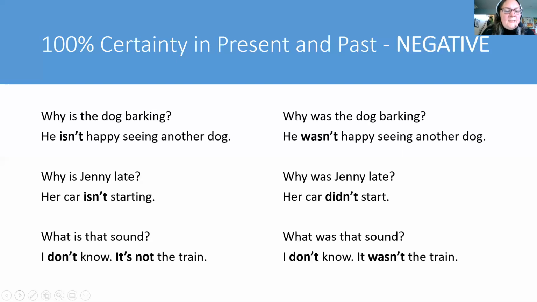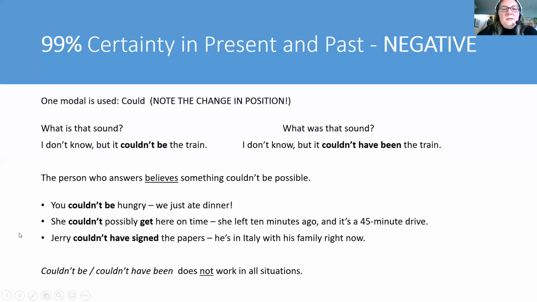But let's say we're 95% or 99% certain in the present and the past, and we're in negative. Now, this is tricky. Could changes. Remember when we were talking about certainty before in positive situations where we're not using the word not, and could was one of our three choices, right? We could use may, we could use might, and we could use could. Now, the tricky part with could is if we're using it in a negative way, we're actually changing where it is with our degree of certainty.